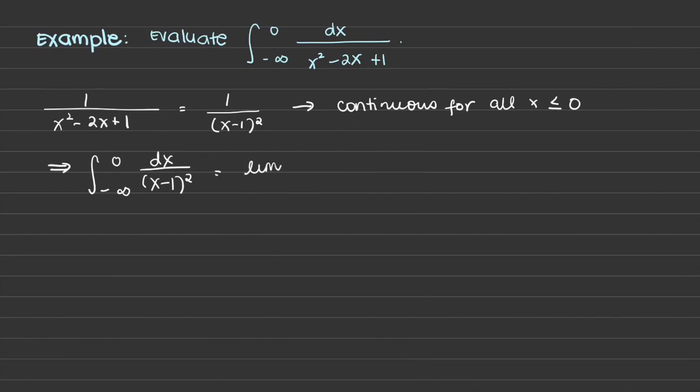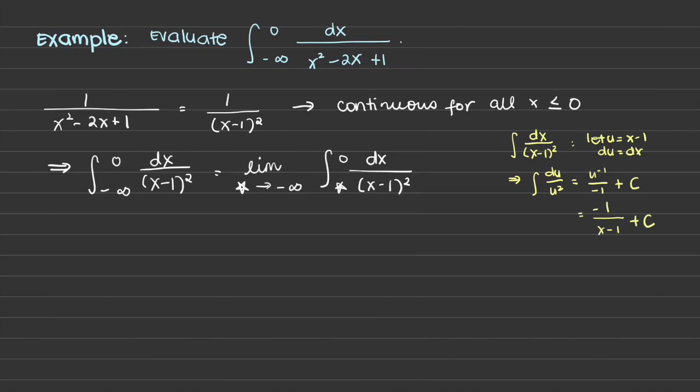So, gagawin natin siyang limit ng anong magandang variable, sige, star. So, limit as star approaches negative infinity ng integral from star to 0 ng dx over (x minus 1) squared. And to integrate this, you can just do substitution and then power rule, no? Which will give you the limit as star approaches negative infinity of negative 1 over (x minus 1) evaluated from star to 0.